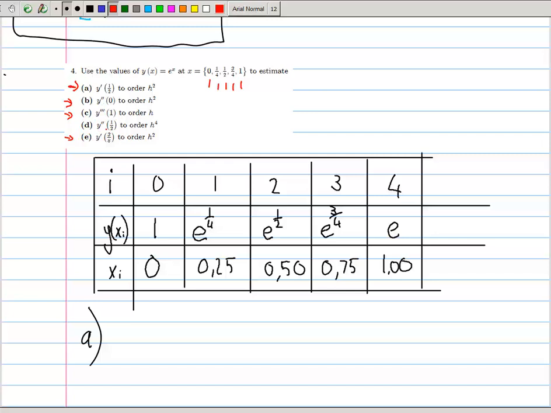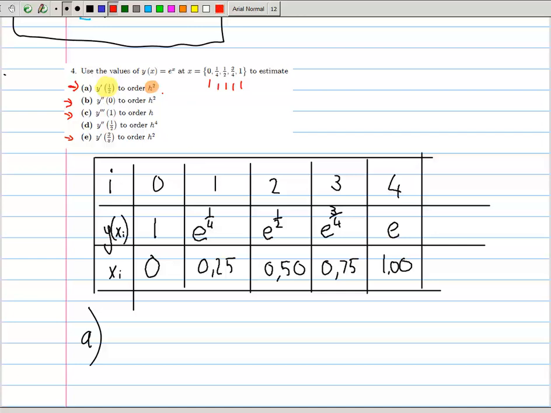I'm going to leave D out because it's very similar in method to the previous ones, but I'm going to do E because there's a little bit of complexity that should be noted. So let's start with A. We're looking to estimate, and let me highlight the important info, we need to estimate this to the order h squared.